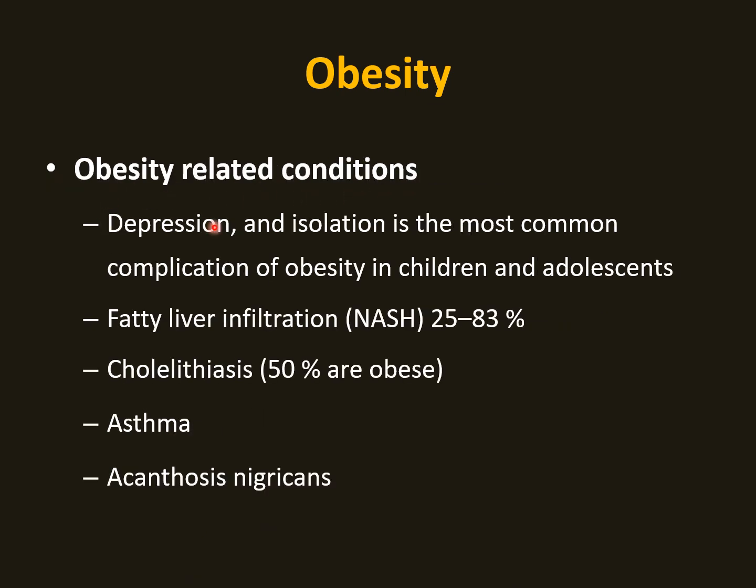Obesity-related conditions: depression and isolation is the most common complication of obesity in children and adolescents. So during an encounter with any child with obesity, ask about any bullying in school. Fatty liver infiltration, NASH, occurs in up to 25 to 83% of cases of obesity. Cholelithiasis. Patients with obesity tend to have more severe asthma than normal children. Acanthosis nigricans is associated with obesity as well because of insulin resistance.